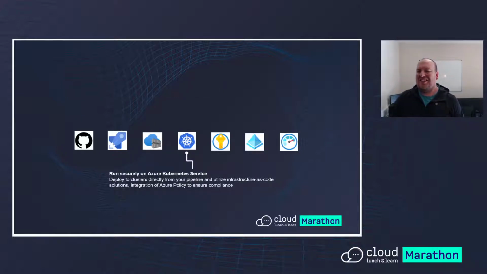Next is around the service itself, and this is where we can start to link into infrastructure from developer-centric technologies, really. So in Azure, we run containers generally on AKS, Azure Kubernetes Service. So we can deploy directly to those clusters from the pipeline. We can utilize things like infrastructure as code solutions, be those ARM templates, they could be Terraform. It could even be a PowerShell script, as well as integrate with Azure policy to ensure high levels of compliance.